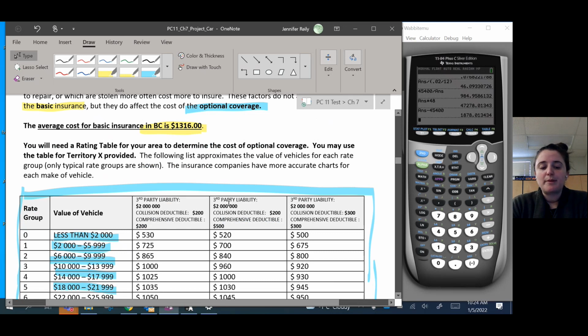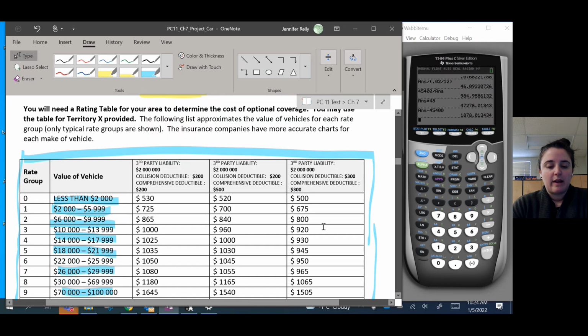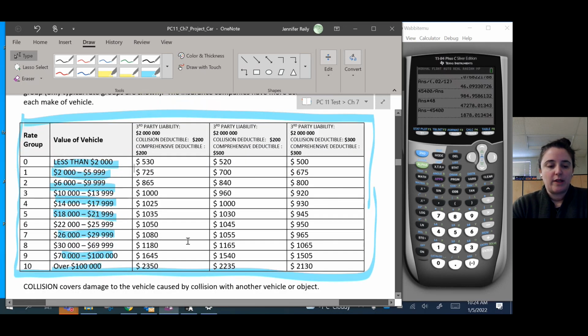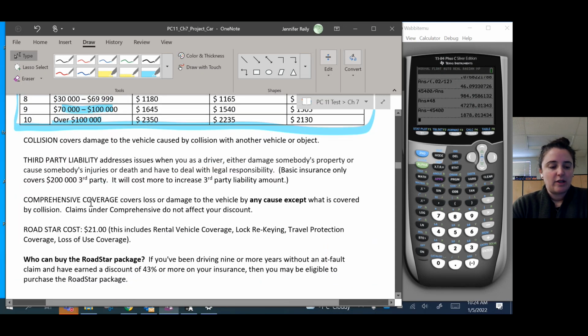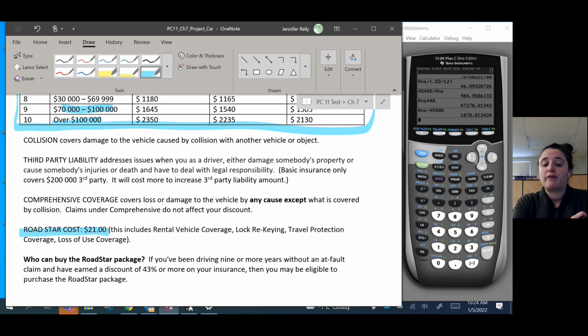And we just chose 3 options, the 3 most popular options according to a local insurance broker. But there are more options when you actually go and get your insurance. So this table here is what we're going to be using when we do our optional coverage in the next couple examples. Here it just explains what the collision, third party, and comprehensive coverage is. There's also Roadstar. That's $21, but you can only get Roadstar if you have been driving for 9 or more years without an at-fault accident.